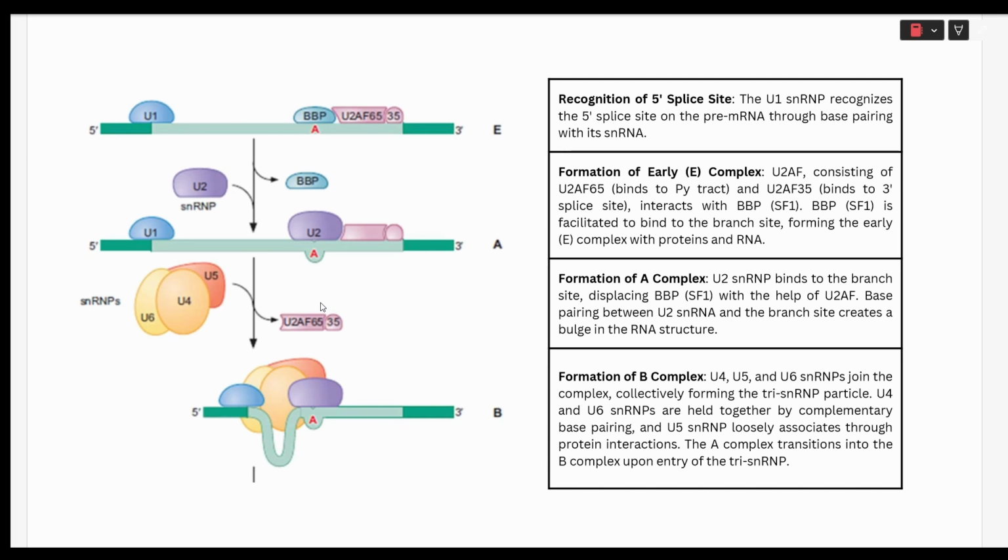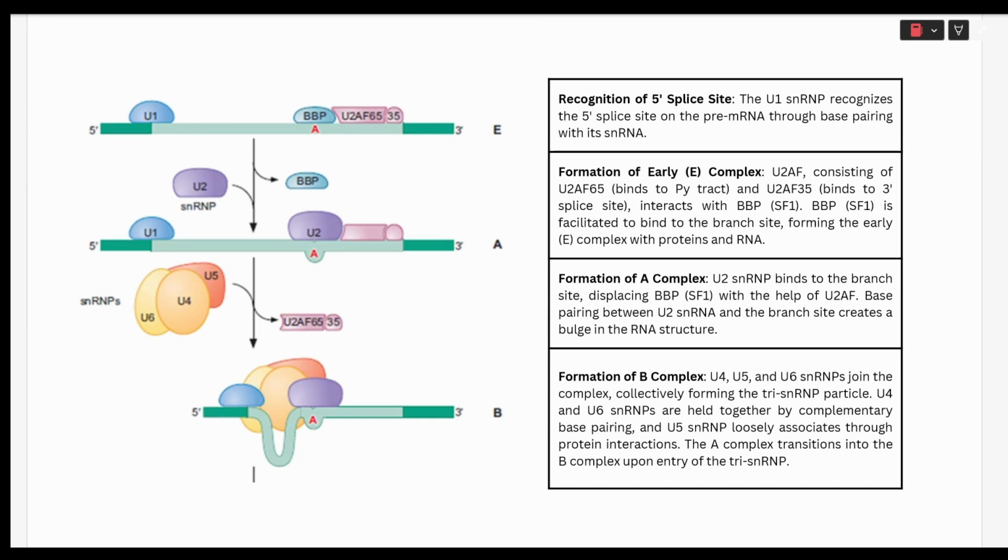The first thing that we have to worry about is known as the recognition of the 5' splice site. As you can see here, I'm not going to be using the red pen. This is your 5' splice site. I hope you remember that. The U1 snRNP, this is U1 snRNP, recognizes the 5' splice site. How does it do that? It uses base pairing, you can say it uses RNA-RNA interaction. Okay. What happens after that?